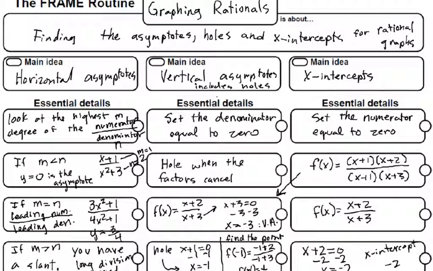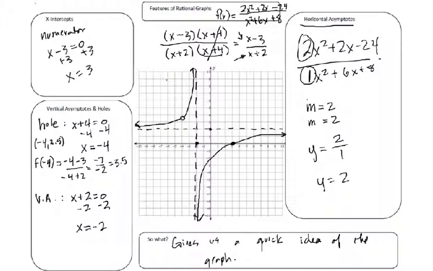And there we go. So if you need to, pause that again and take a look at that slide. So here's basically another example. Let's take a look at this example. Here's our equation: 2x squared plus 2x minus 24 over x squared plus 6x plus 8. So we look at those degrees. They have the same x squared and x squared, so we take the coefficients. So 2 over 1, so the horizontal asymptote is 2 over 1, because m was 2 and n was 2. So there's our horizontal asymptote right there, at y equals 2.